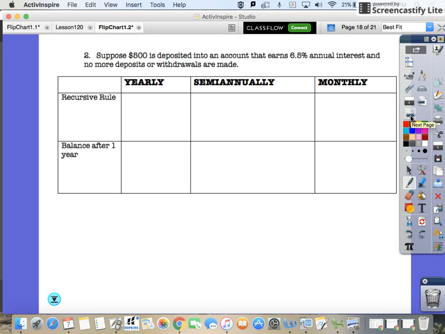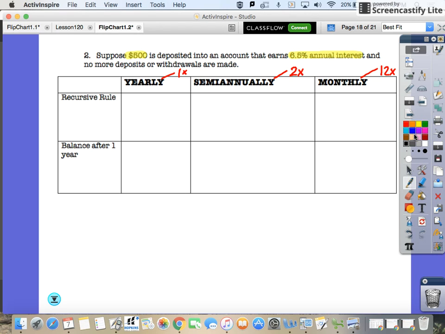All right. So these last two are not as terrible as they might seem, but they're a little bit more complicated. This says, suppose you put $500 into an account and you earn 6.5% annual interest and no more deposits or withdrawals are made. So you put in $500 and you don't touch it. If you get your payment yearly, that means one time per year. If you get your 6.5% semi-annually, you get 2 payments per year, and monthly would be 12 times per year.